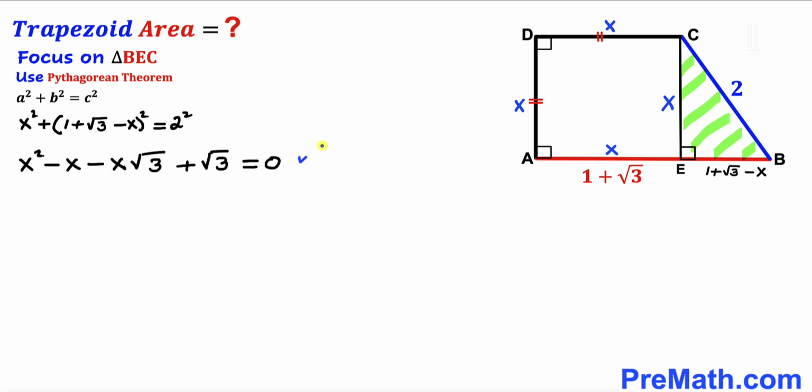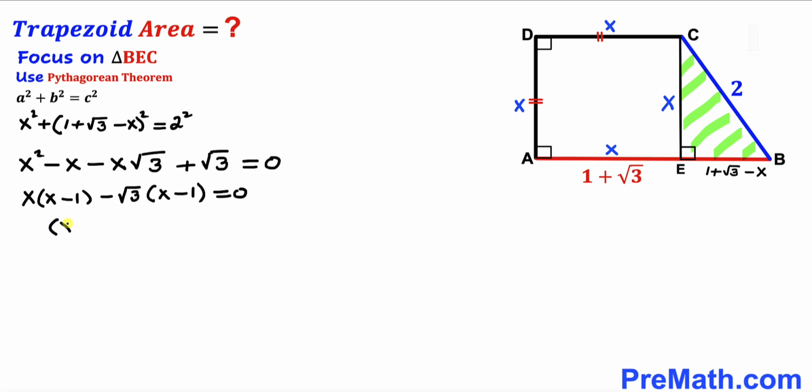Now let's focus on this equation. We can see x is in common between the first two terms, and minus square root of 3 is common between the next two. So therefore I can factor out x. So we got x minus 1, and here I'm going to factor out negative square root of 3. So we got x minus 1 equals 0. Now we can see x minus 1 and x minus 1 are in common.